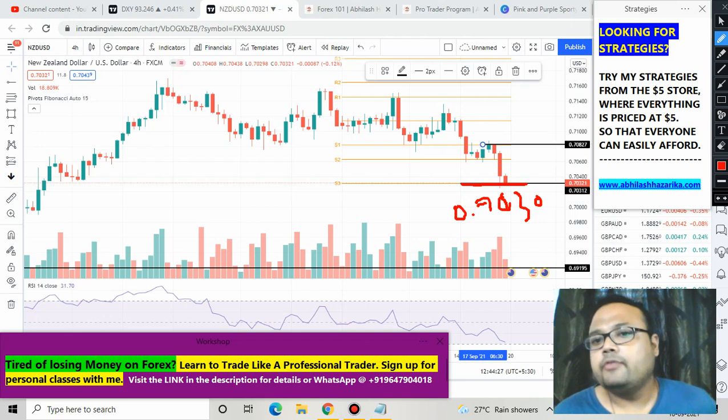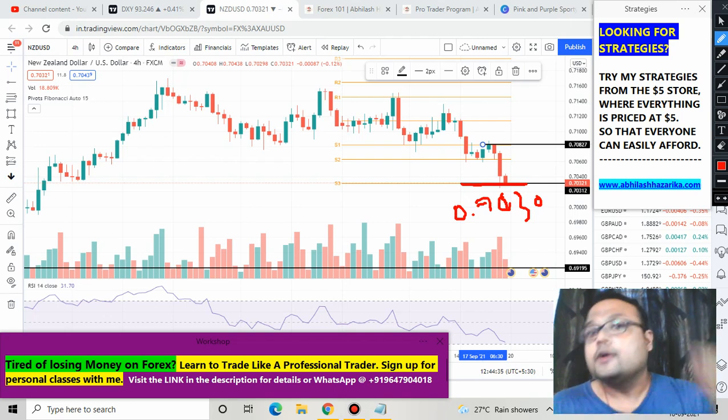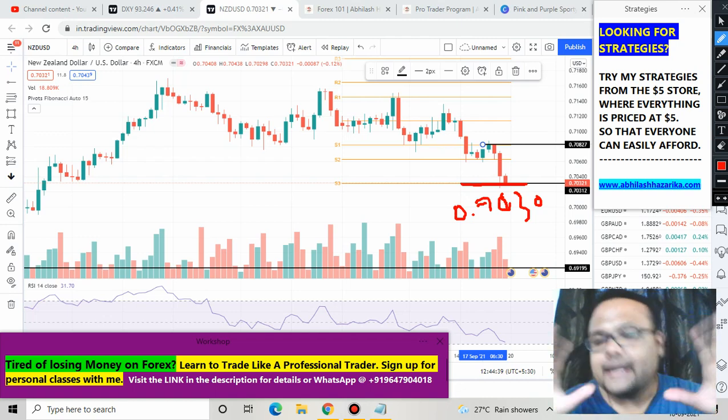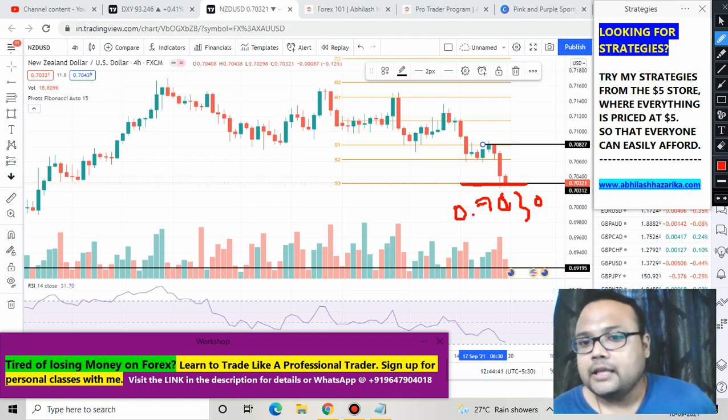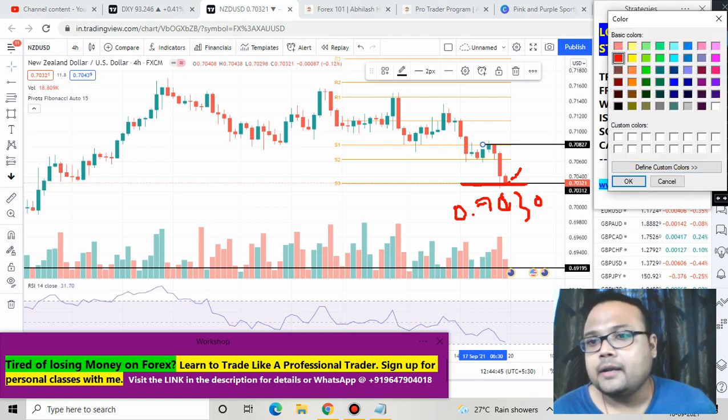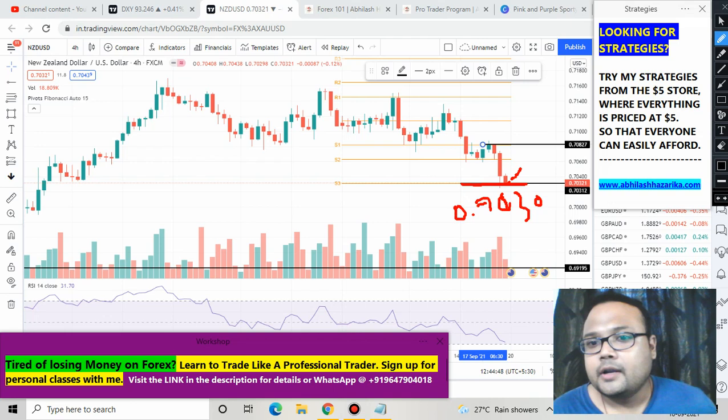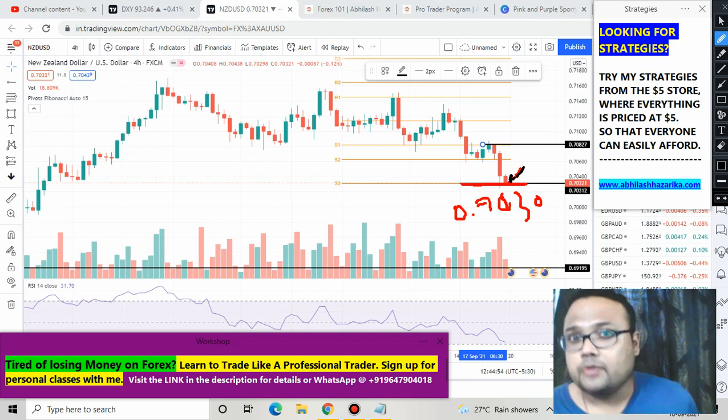If you find NZDUSD trading below this level, then you'll clearly understand that the US dollar is still very strong. On the other hand, if the dollar starts retracing or goes for a retracement on Monday, then NZDUSD will be going up, but do not go for a buy. Just keep in mind the market is still in a downtrend. Therefore, if the market goes up from here, do not buy. Just wait for the perfect opportunity to short the market.